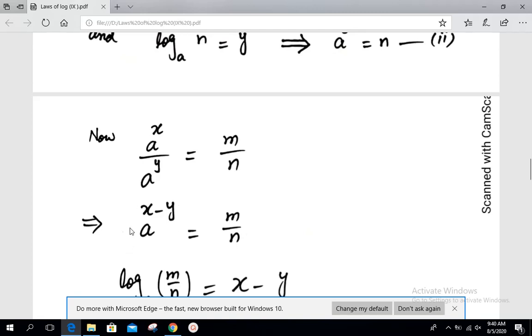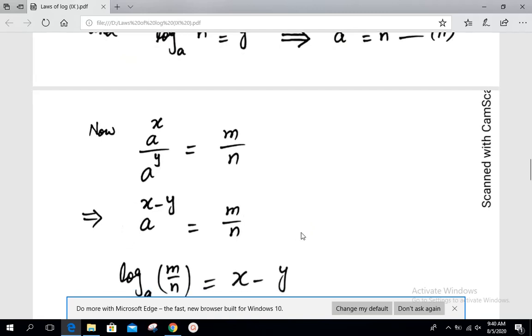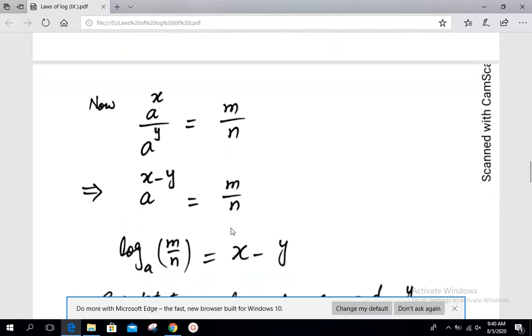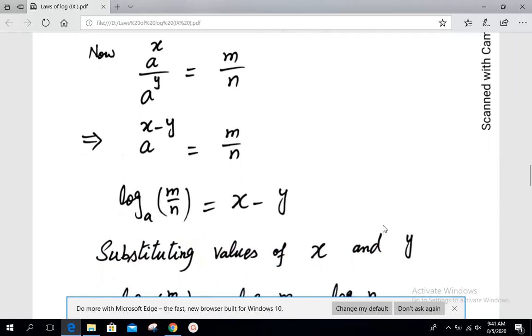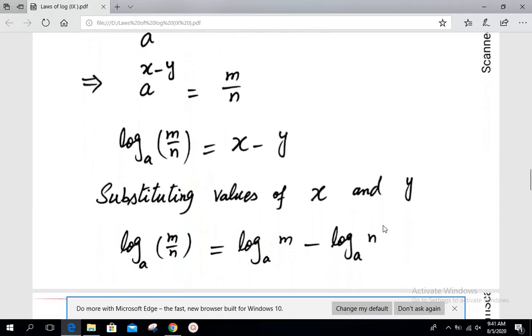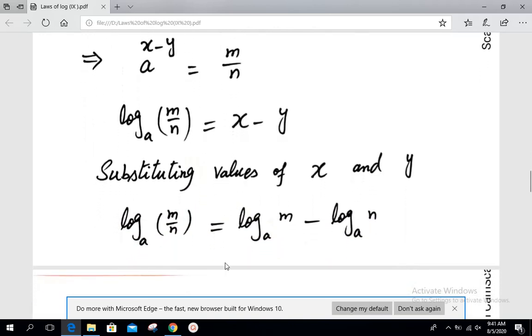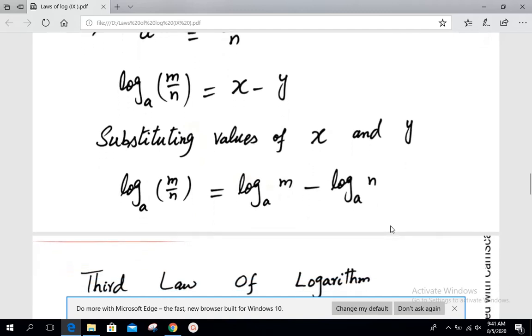You can observe that it is in exponential form. You can convert it into logarithmic form, apply log to this side, base will remain the same, and it will be equal to x minus y. Here we just need to put the values of x and y and we can reach the final result, that is, log m over n base a is equal to log m with base a minus log n with base a. That completes our second proof.